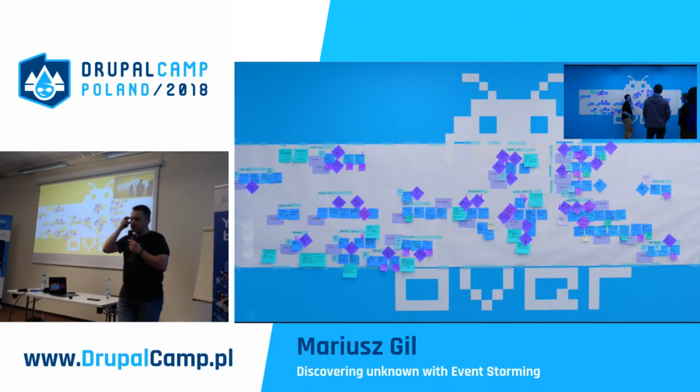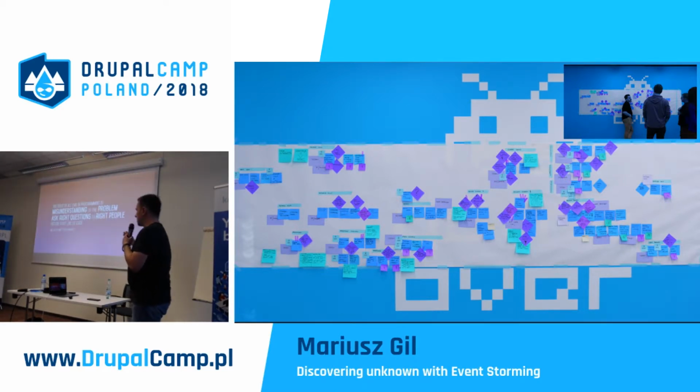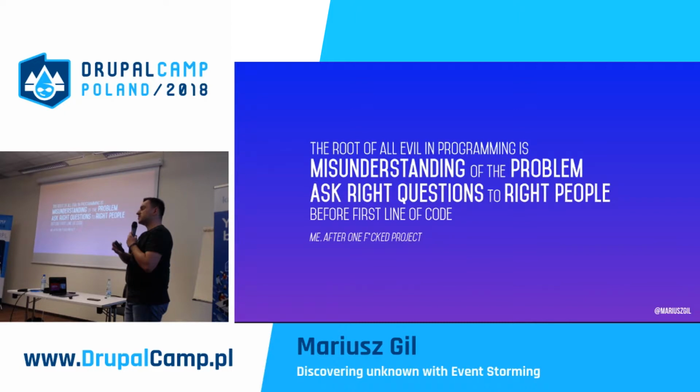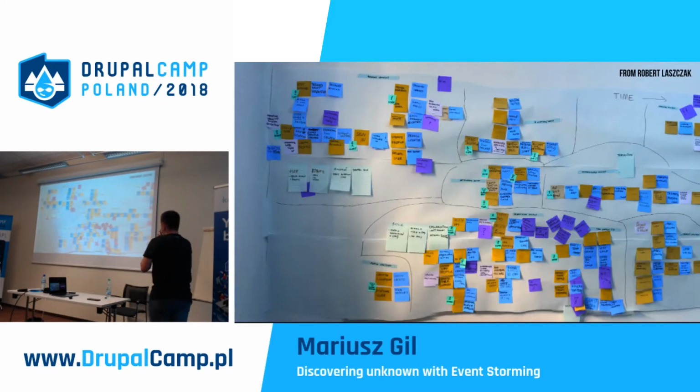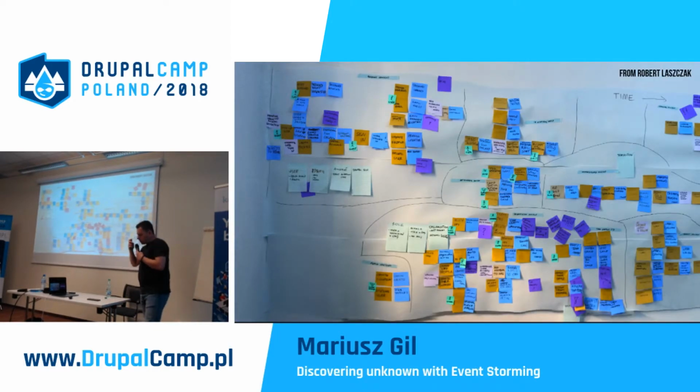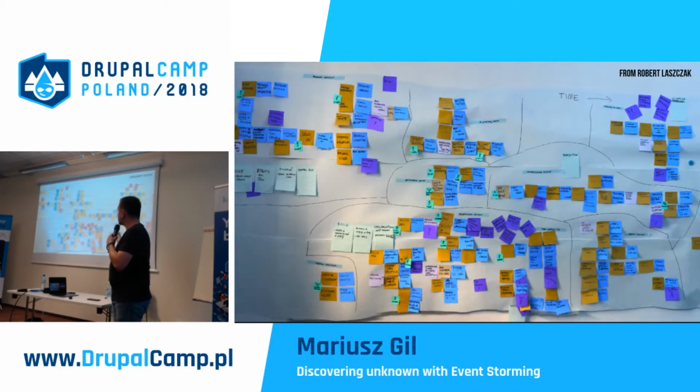What I found after a few years of running Event Storming workshops with teams is that sometimes, even in my best projects, we failed too many times because we didn't have the right knowledge about what should be implemented in this project. So, okay, the visualization of this process may be a bit different because it depends on the people in the team. This is an example from Robert Laszczak, a developer from Krakow, from his project, from his team.